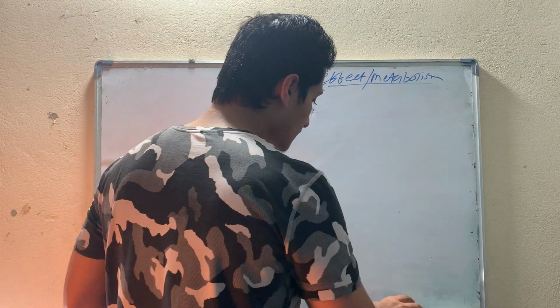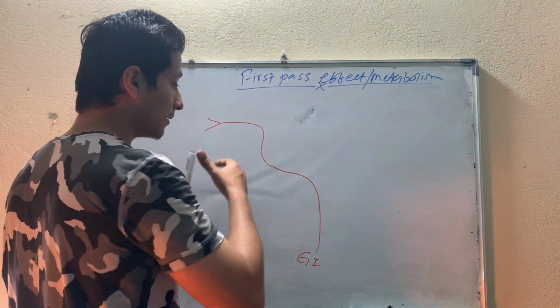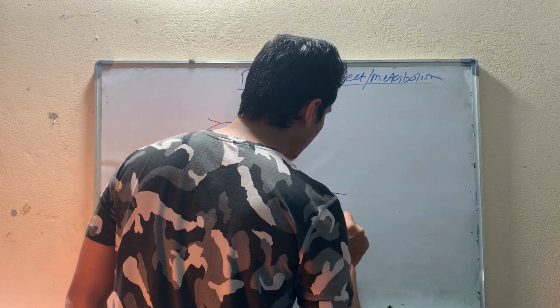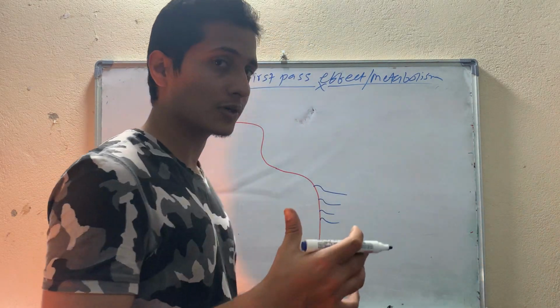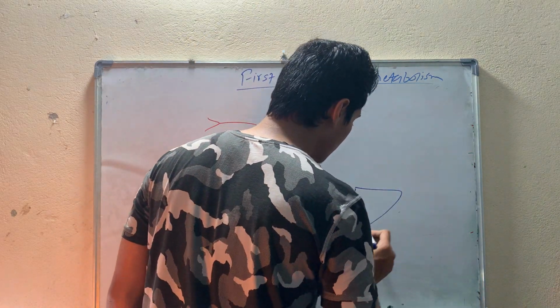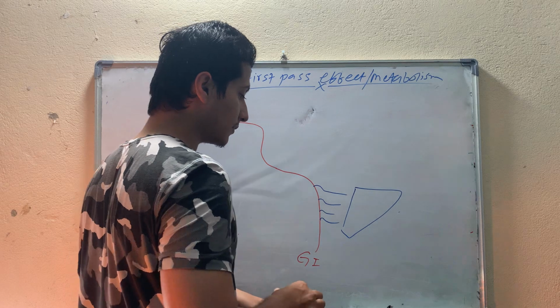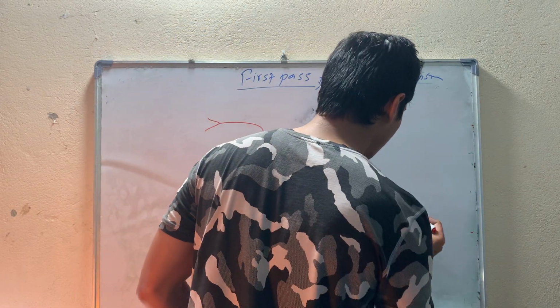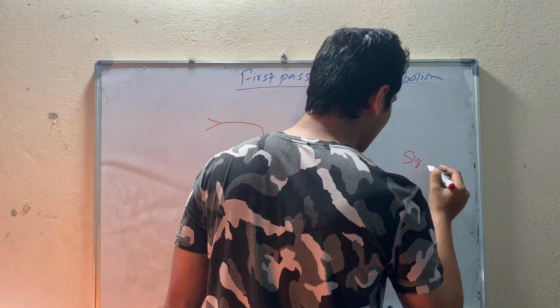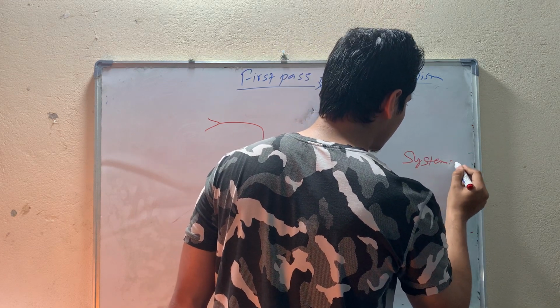Now, when you take a drug orally, the toxic things and the drugs, everything is carried through the portal circulation into the liver, and finally from the liver, the drugs get into the systemic circulation. So this is symbolic of your systemic circulation, right?